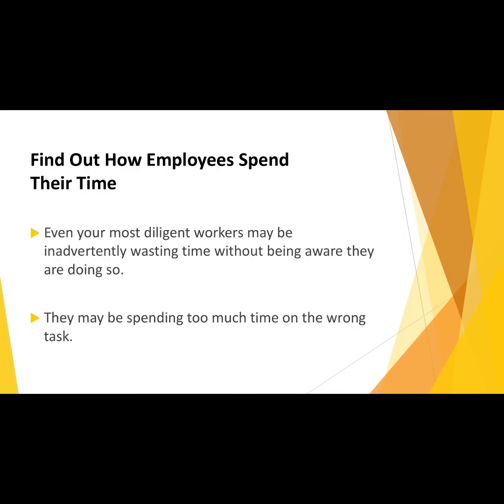Find out how employees spend their time. Even your most diligent workers may be inadvertently wasting their time without being aware they are doing so. Have your employees track their time for 2 weeks and review their schedule. They may be spending too much time on the wrong task.